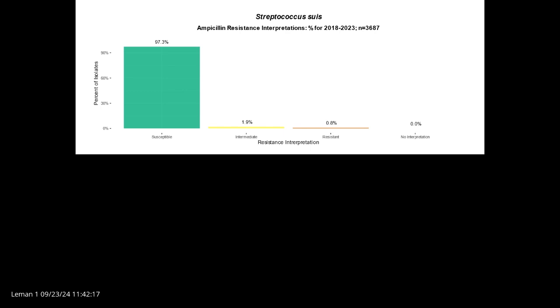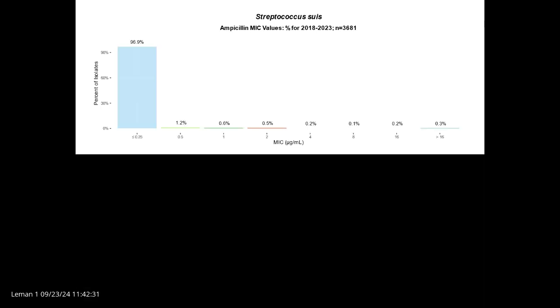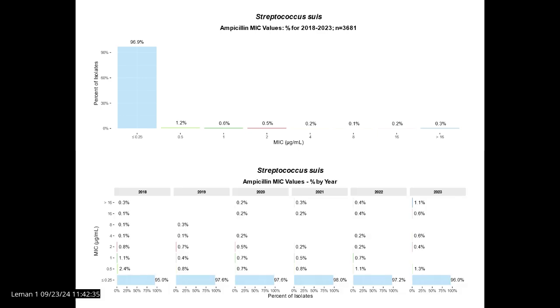Moving up the chain as far as beta-lactams, we're looking at aminopenicillin. So this is ampicillin resistance. We have 97%, so a much higher percent are susceptible. And when we look at that over time, that's constant. There hasn't been any real change. When we look at the MIC value, again matching with the susceptibility, the vast majority are falling in that lowest dilution on a Sensititer plate.